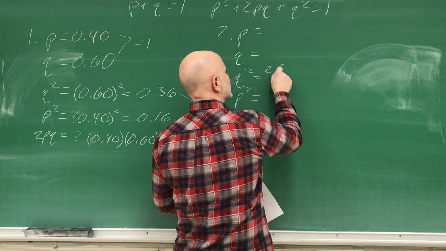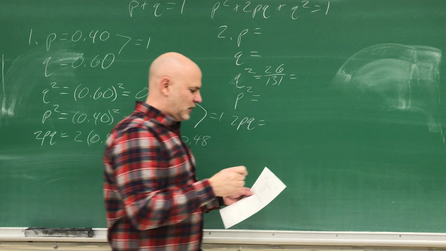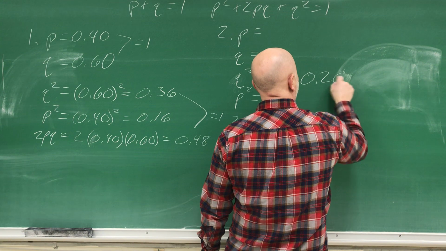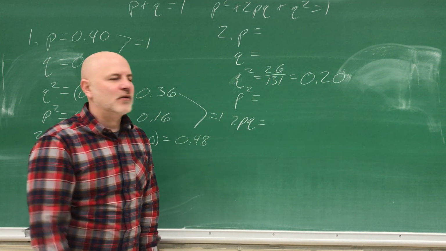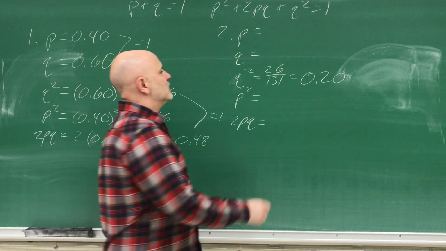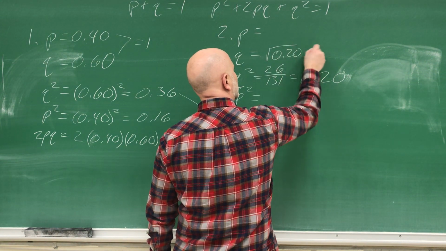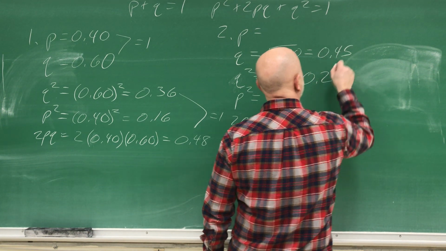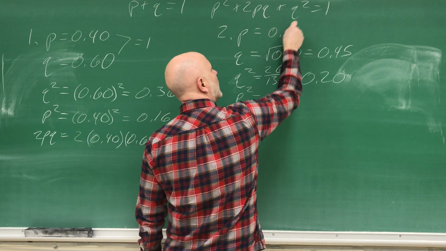So we're going to take 26 and divide it by 131. That equals like 0.198 or something like that, so it rounds up to 0.2. To find out what q is, we're going to take the square root of 0.20, and the square root of 0.20 is 0.45. And from that, we can find out what p is. We just subtract that from 1.